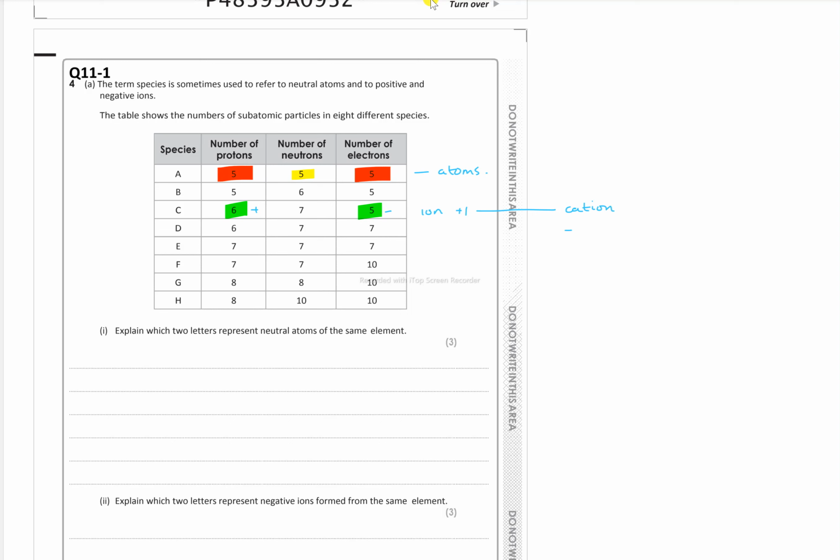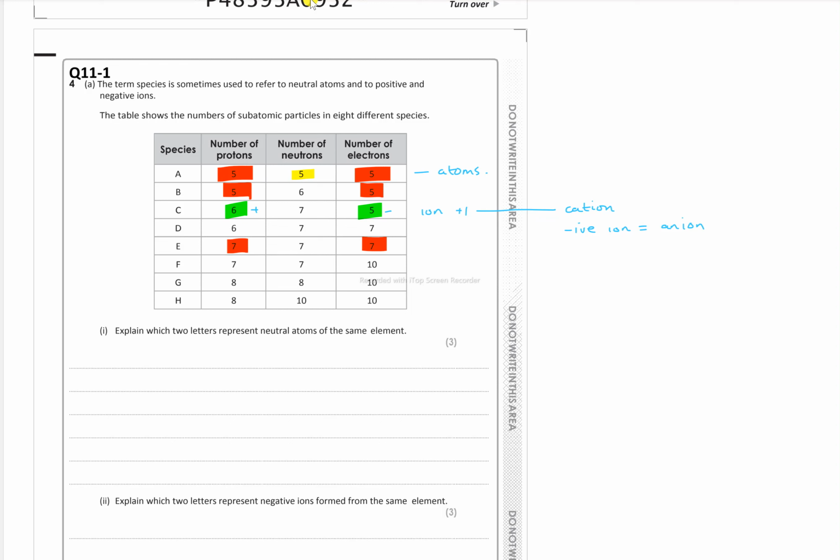And a negative ion is called an anion. Right, okay, there you go. So green, red. Okay, let's do atom, and that's it. Those are the atoms.